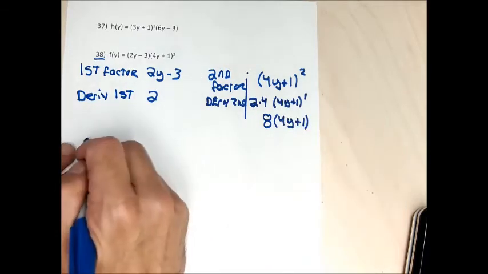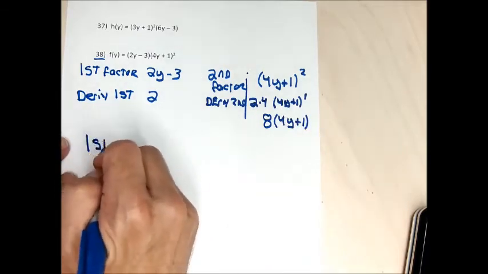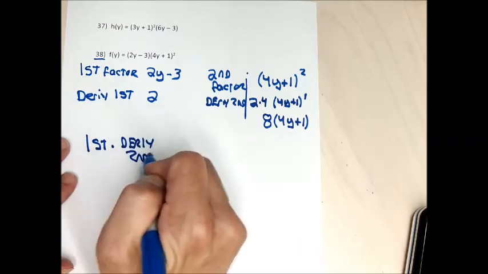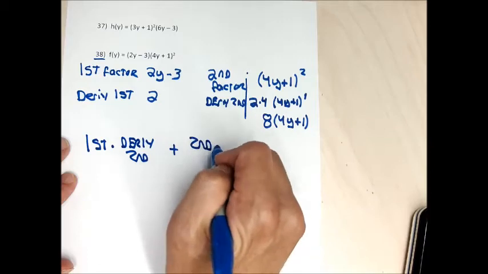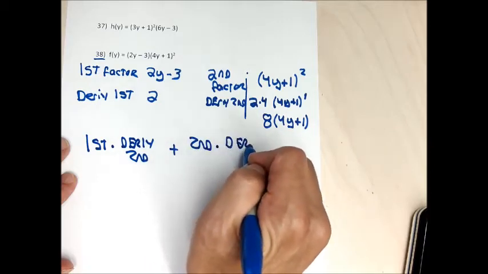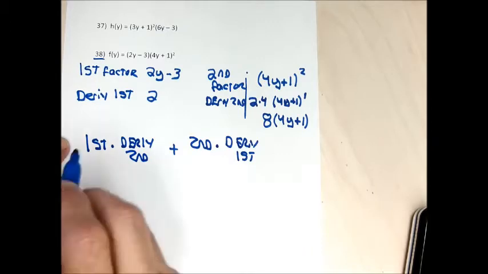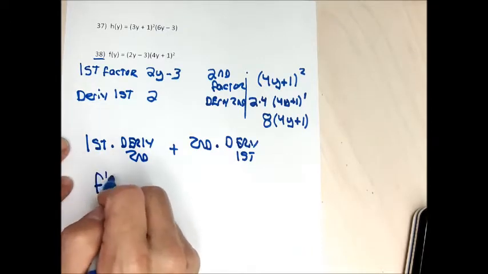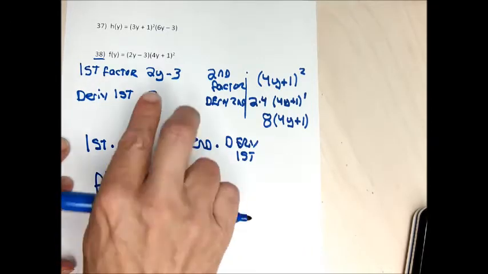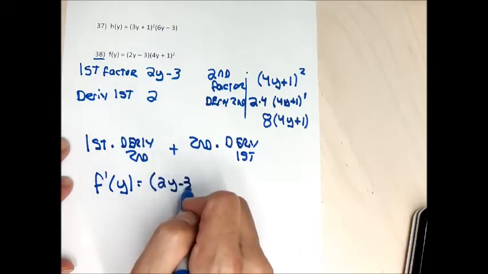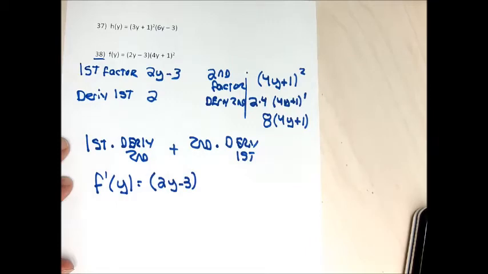So now I need to do first times derivative of the second plus second times derivative of the first. Product rule because it's multiplication. Both pieces have the letter. So I'm going to write f prime of y equals first factor. I'm going to sneak it back into a parentheses. First factor is 2y minus 3.